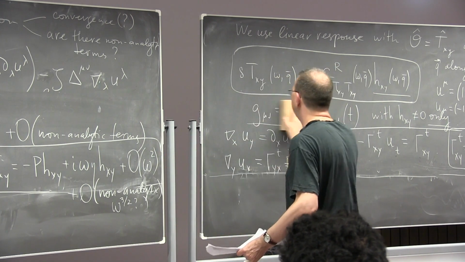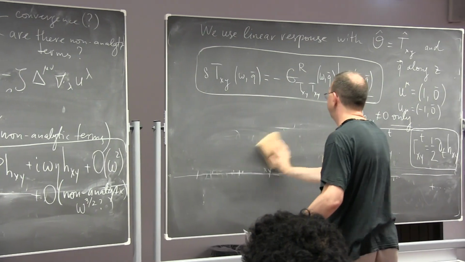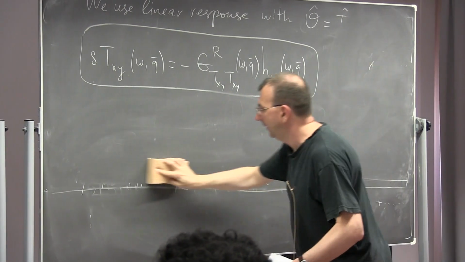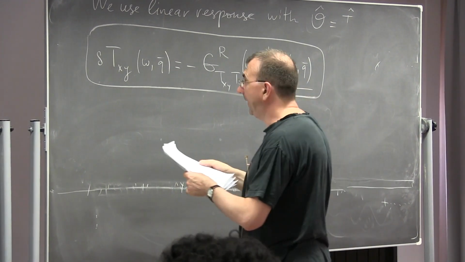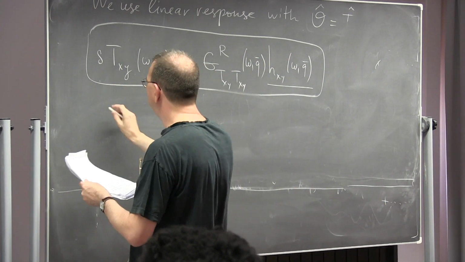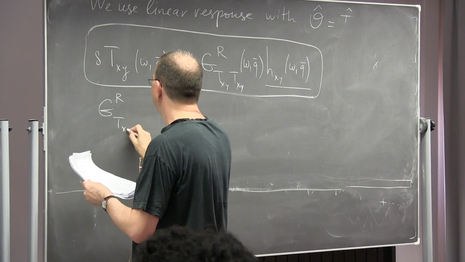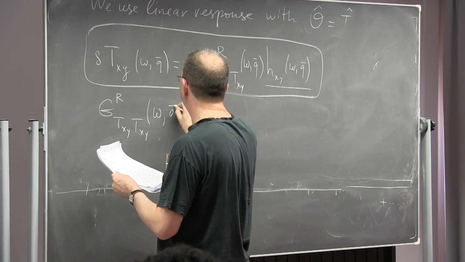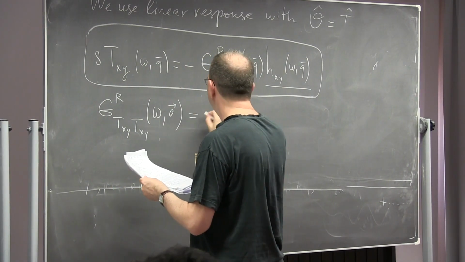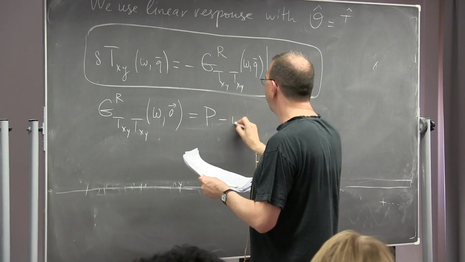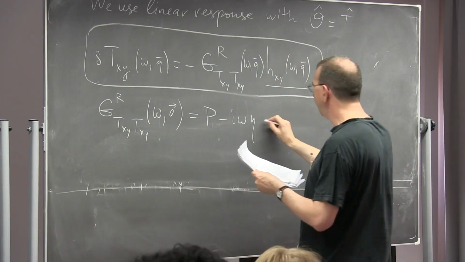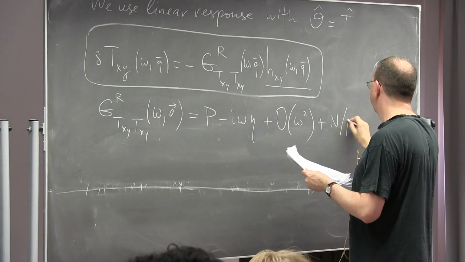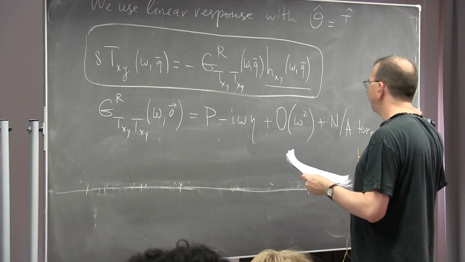And if I equate them, then I can write down the expression for G retarded. So I compare the two, and I write down G retarded txy as a function of omega, and our q is equal to 0, is just pressure. This is the equilibrium pressure minus i omega eta, the shear viscosity, plus terms of omega squared and higher, plus non-analytic terms. All right.